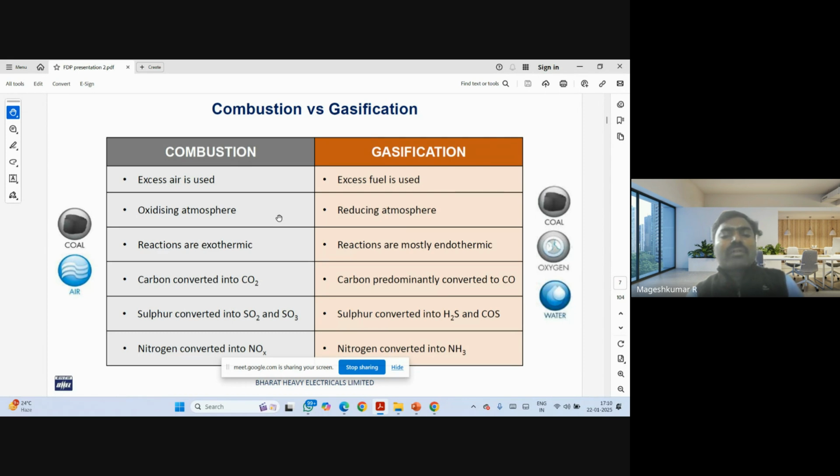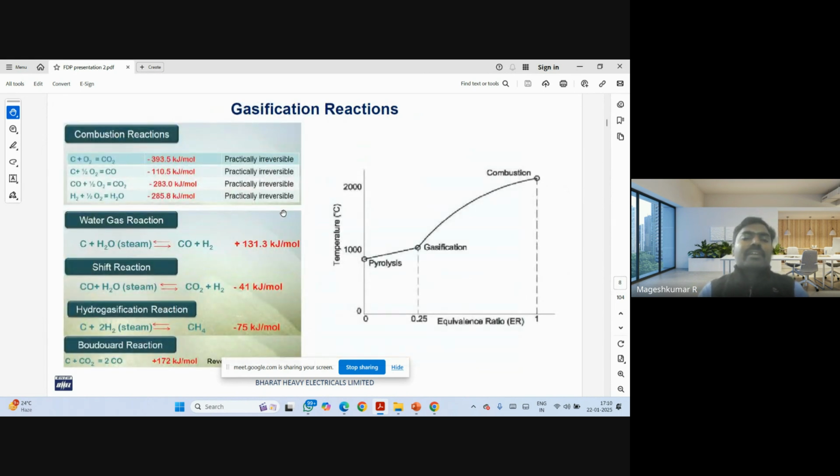The excess carbon in the fuel is converted to carbon monoxide. Sulfur is converted to hydrogen sulfide and carbonyl sulfide. Nitrogen is converted to ammonia. So what are the basic chemical reactions in gasification?